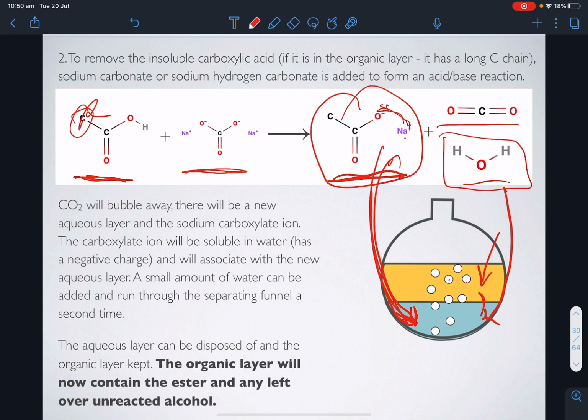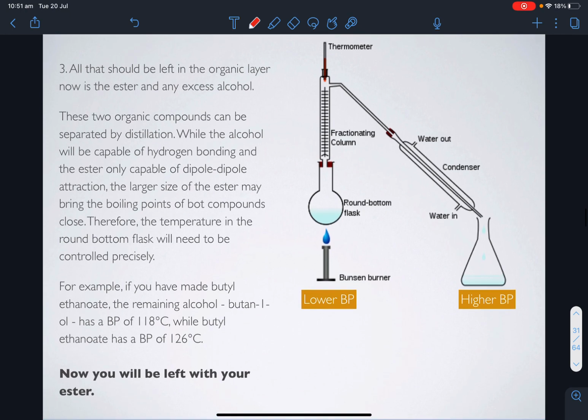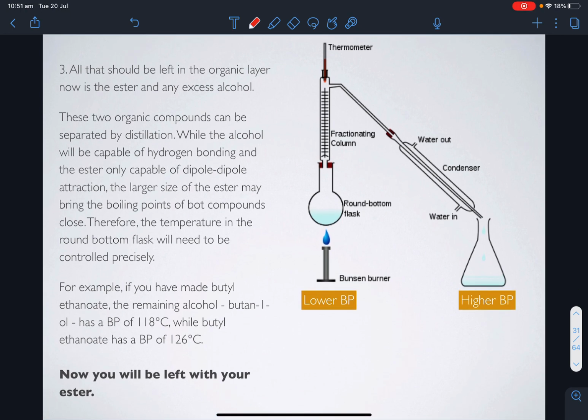How do we separate these two? Well, we get out the separating funnel again and we run it back through. We keep that organic layer and we dispose of this new aqueous layer. So this new organic layer is ester and alcohol. We need a method to separate the alcohol out to just get the ester by itself, and that's a bit harder. So now we've got our organic layer, that's our ester and excess alcohol.